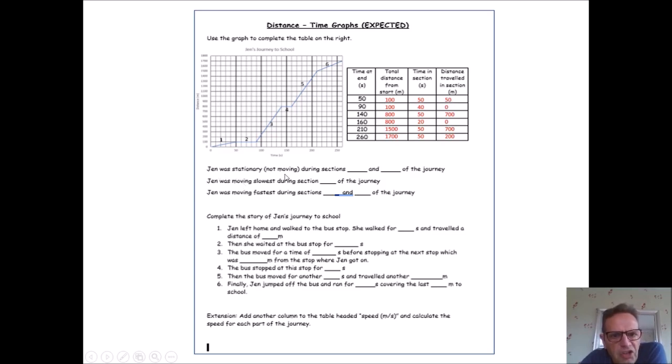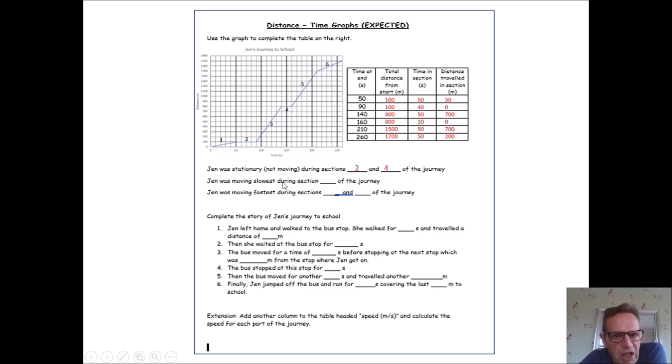Okay, which sections was she not moving? So what we're looking for is the horizontal lines. If the line is horizontal, that means she's staying the same distance from the start, which means she's not moving. So hopefully you can see that 2 and 4 are the parts of the journey where she's not moving.